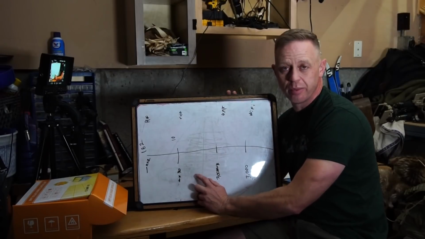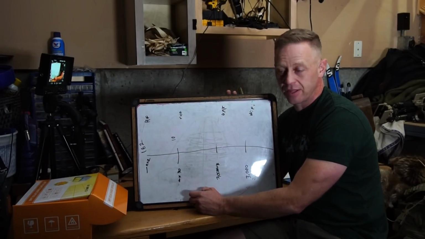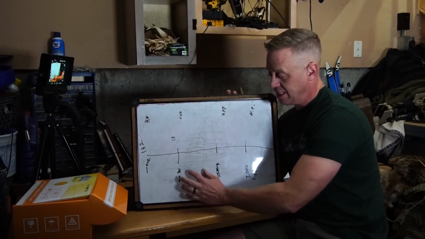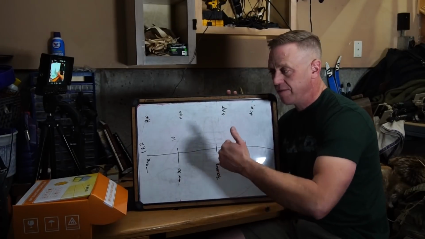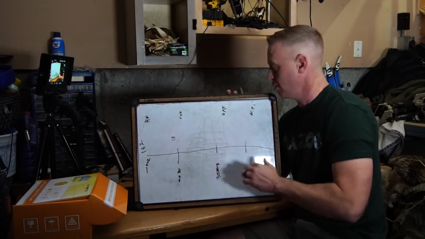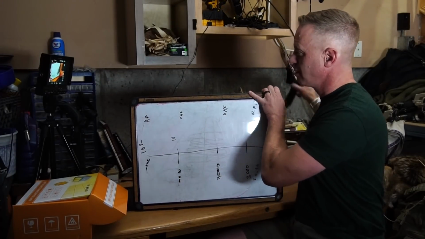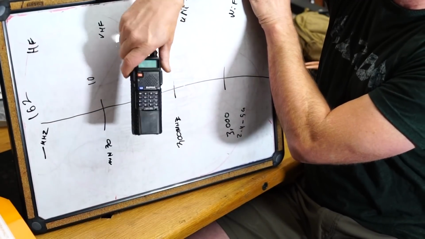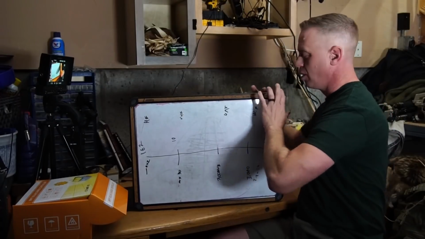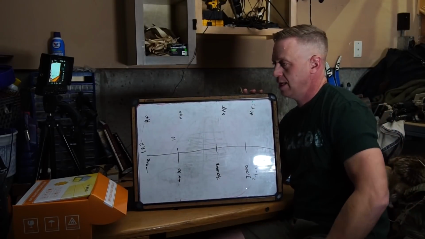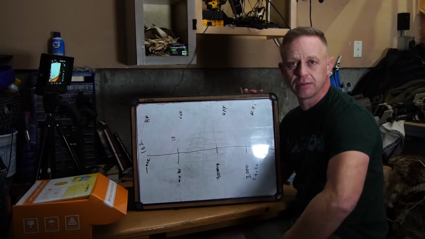UHF, this is going to be your 2 meter range. And I'm going to explain the math on that in just a second. This is what the majority of you are using right now or have. If you've got a family radio services radio, a ham radio, a Baofeng, one of these dudes right here, okay? Motorola, police radio, they all use 2 meter, right?